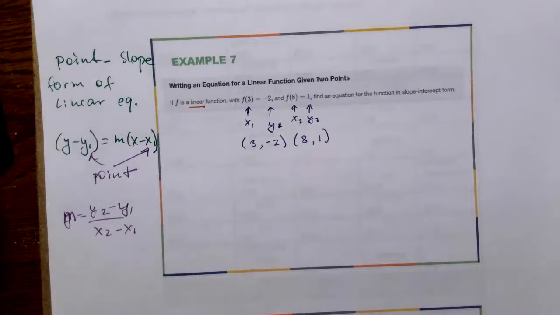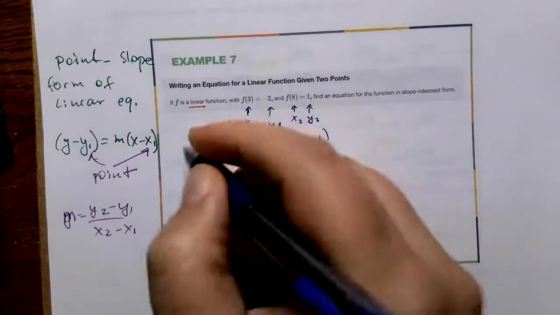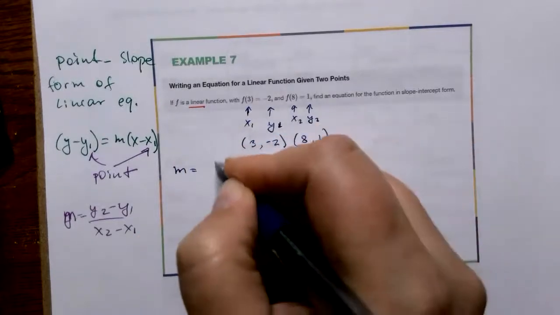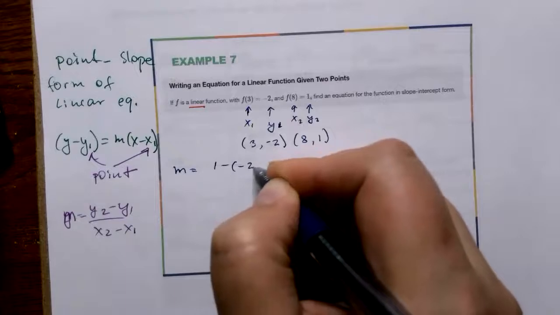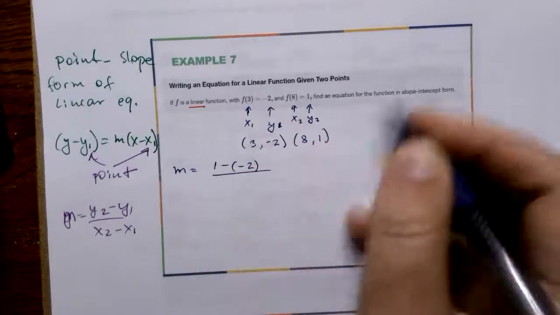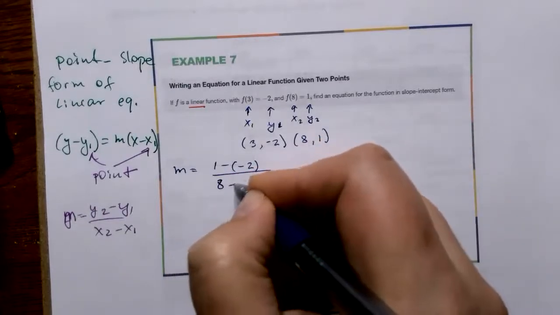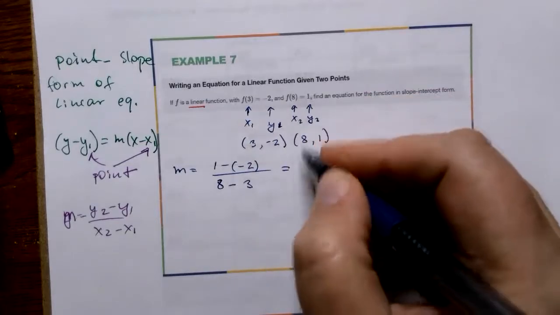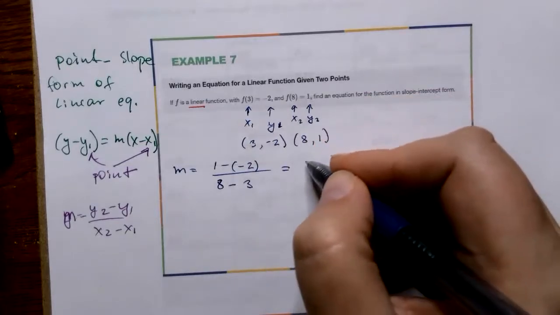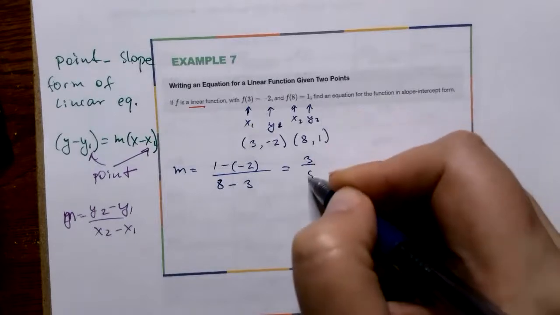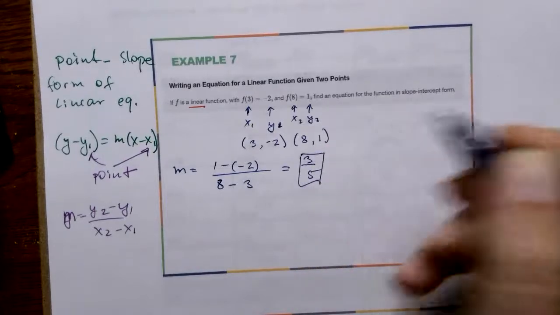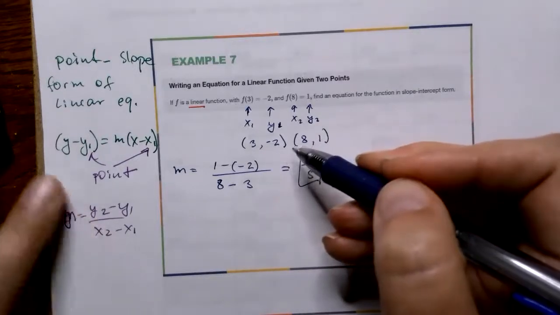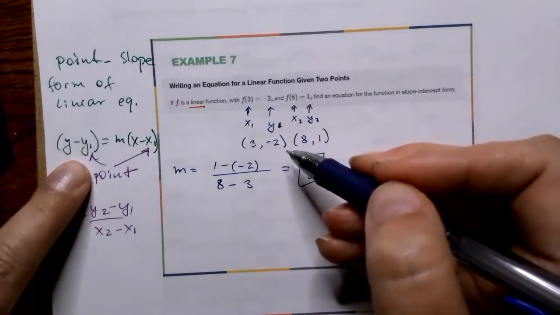All right, so let's do this. We're gonna find m first. So we have 1 minus a negative 2, a double negative again, and then 8 minus a 3. So that gives us, again, 3 over 5. 3/5 is our m value. Okay, and then we pick any one of these 2 points to plug it into this equation.